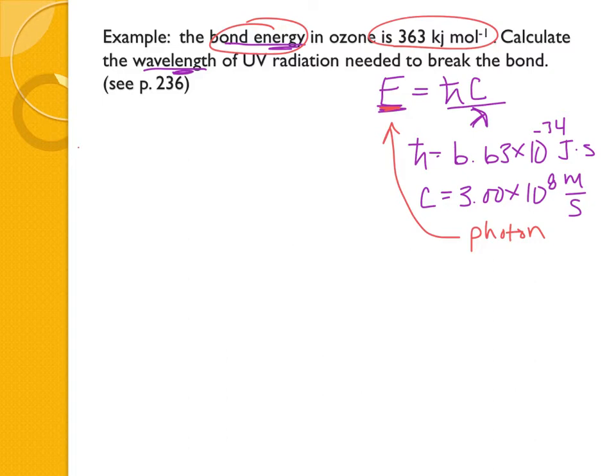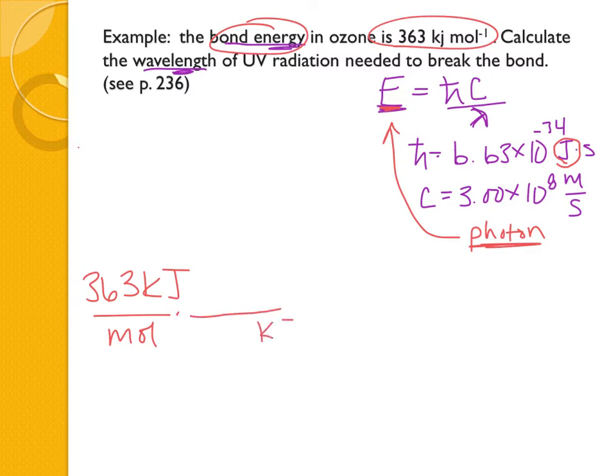So let's take our bond energy, 363 kilojoules per mole, and see if we can convert it into the same units as the energy in our light formula. The first thing is, the light formula deals with joules, but the bond energy is given in kilojoules. Let's fix that real quick. We put kilojoules on the bottom and joules on top, with 1000 joules per kilojoule, and so we have very easily converted kilojoules to joules.